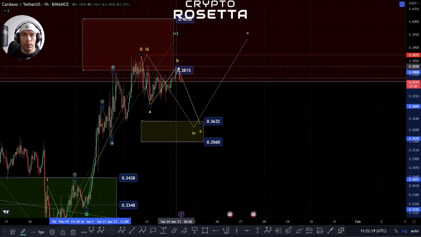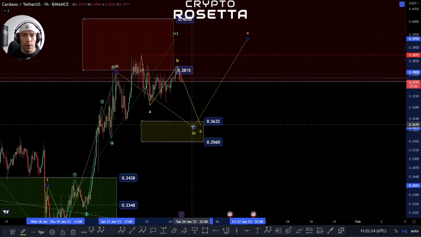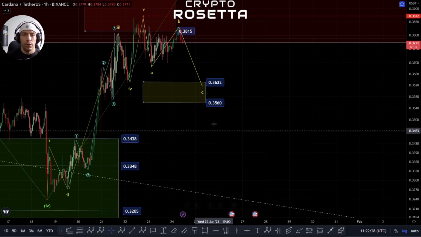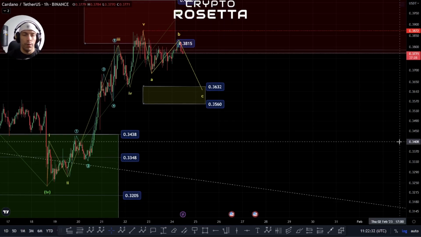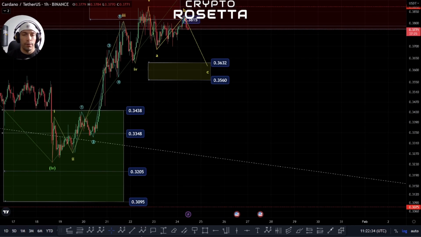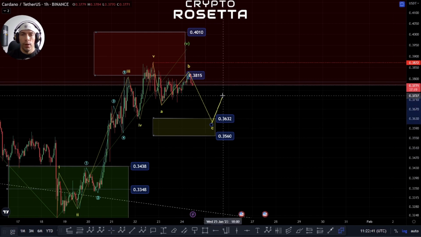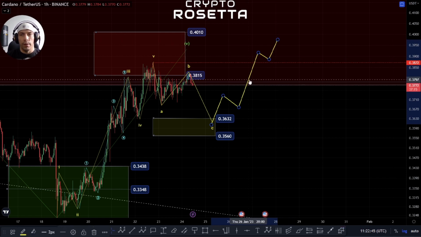The problem with the diagonal is it can be an A wave, and it can also be a wave 1. So what I would be looking for at a maximum would be maintaining this 3560 area. If we maintain that 3560 area, effectively we could look for that additional 5 wave move up. So we could see something like this play out to the upside one more time.